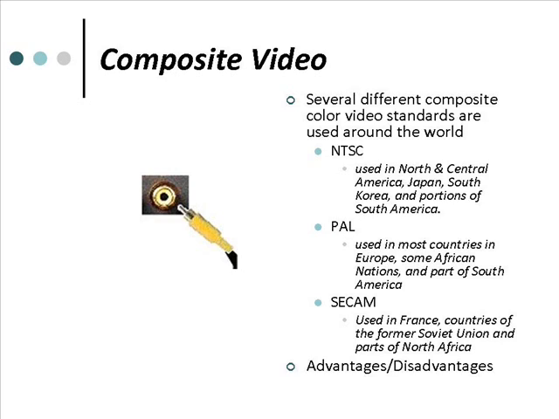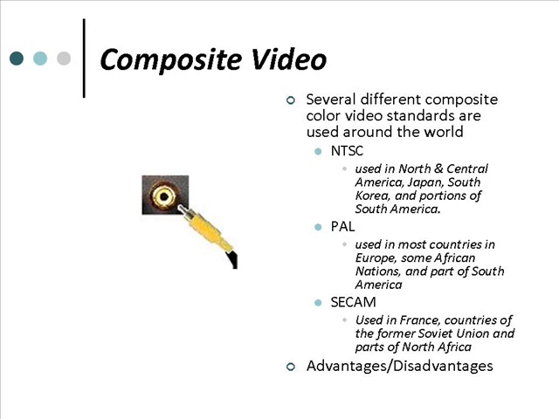PAL video is used in most countries in Europe and many in Africa and the Middle East. Video signals using this standard contain 625 horizontal lines that are each transmitted 25 times per second and use a 4.3 MHz color carrier frequency. SECAM video is used in France, countries in the former Soviet Union, North Africa, and a number of other countries. Like PAL, SECAM videos contain 625 horizontal lines and are each transmitted 25 times per second. The main difference here is the method of transmitting the chroma signals.